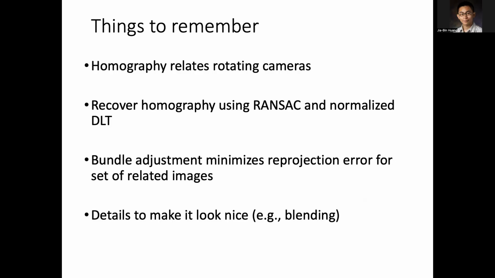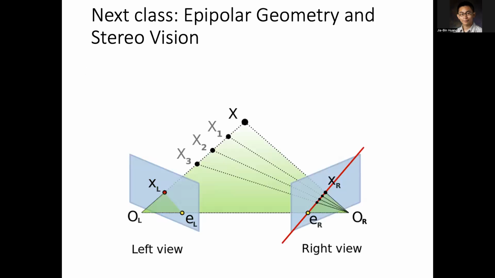All right. In the next lecture there will be a midterm exam. We will cover module 1 and module 2. And after we come back, we will go over stereo vision, where the images are not captured by a rotating camera, but also a translated camera. All right. Thanks.